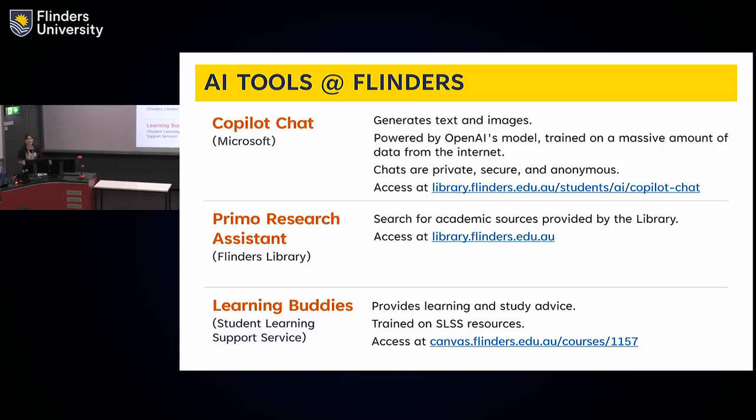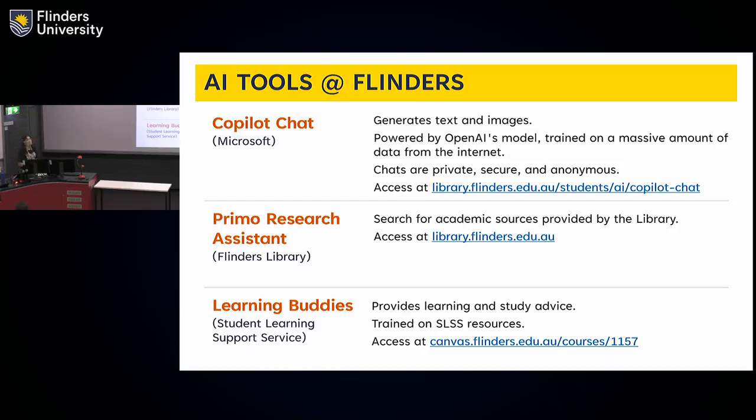But the great thing about Copilot and why we pay for this at Flinders for students and for staff and our researchers is that our chats are private, secure, and anonymous. So that means that your information is private and Flinders' intellectual property is secure as well, which is good. So you can access that by this link here. If you simply type into your search, to Google, wherever you're searching, Copilot Flinders, that will be the first page that pops up.